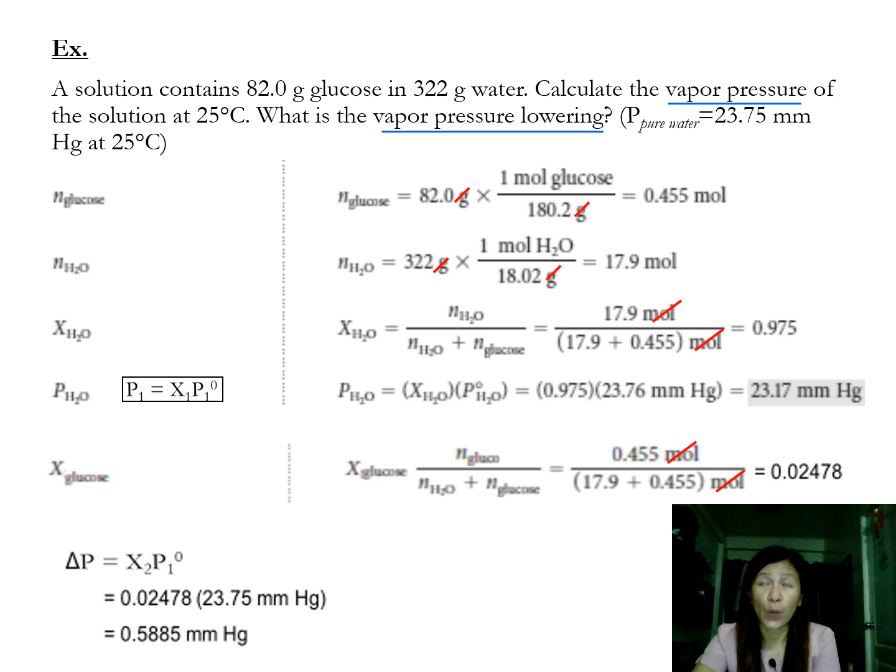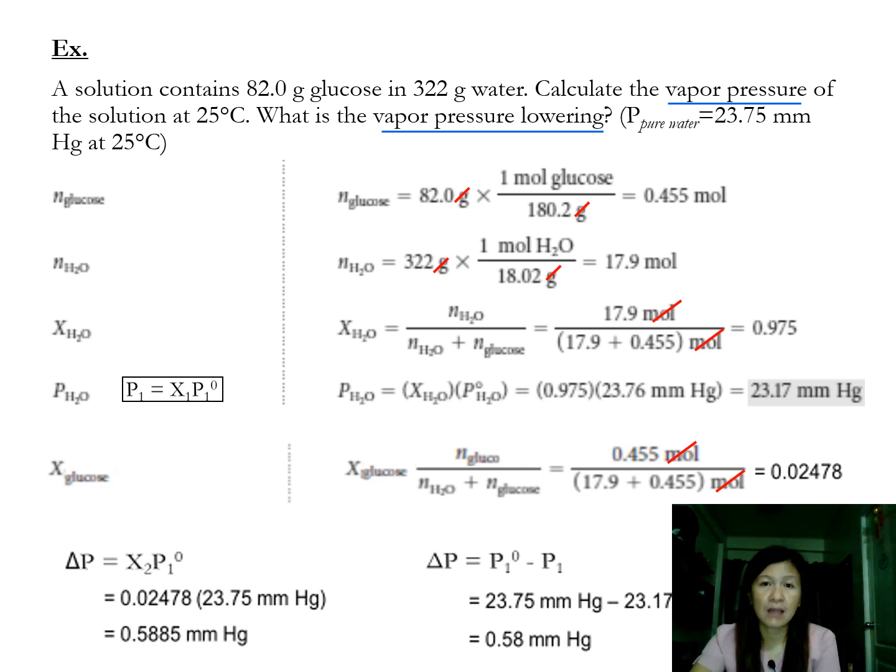Using now the equation for the vapor pressure lowering, we have the product of the mole fraction of solute times the vapor pressure of the pure solvent. Substituting the calculated mole fraction of solute, we have 0.02478. Multiply that by the given vapor pressure of the pure solvent, 23.75 millimeters of mercury. Getting the product, you will have 0.5885 millimeters of mercury. You can also use the other formula.